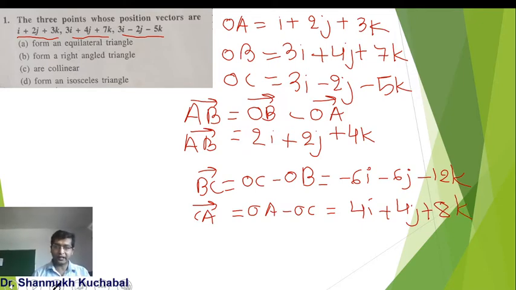So we observe that the vector CA is 2 times the vector AB. One vector is a multiple of another vector, therefore it is collinear. Option C is the right answer. So position vectors OA, OB, OC are given, we calculate AB, BC and CA, and if one vector is a multiple of another, it means they are collinear. Like this we have to simplify.